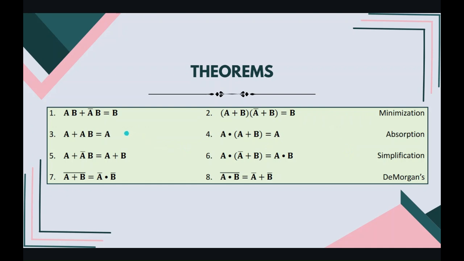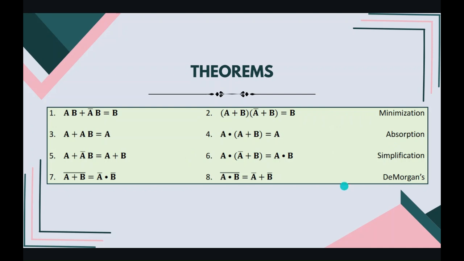This means that if a variable is ORed with its ANDed form, the result remains the variable itself. This is because A already covers the case where ABC is true. Here, if A is ANDed with the OR operation of itself and another variable, the result remains A. Third theorem, which is the simplification theorem. This simplifies the equation by eliminating redundancy. This theorem helps simplify expressions by using the property of complements.